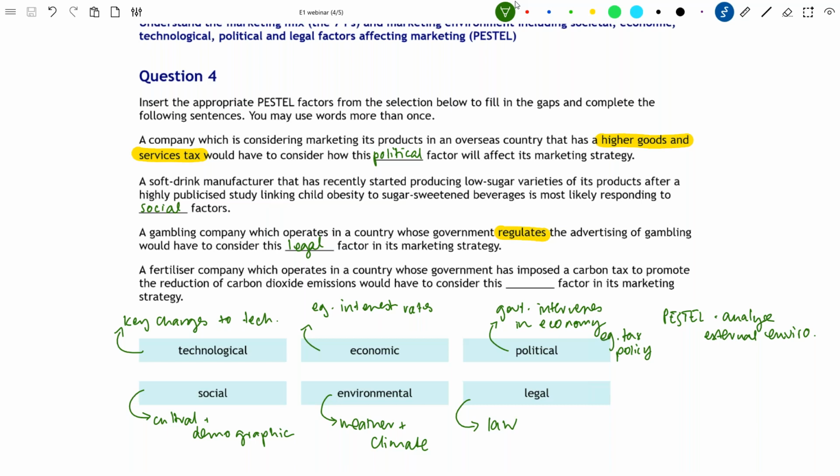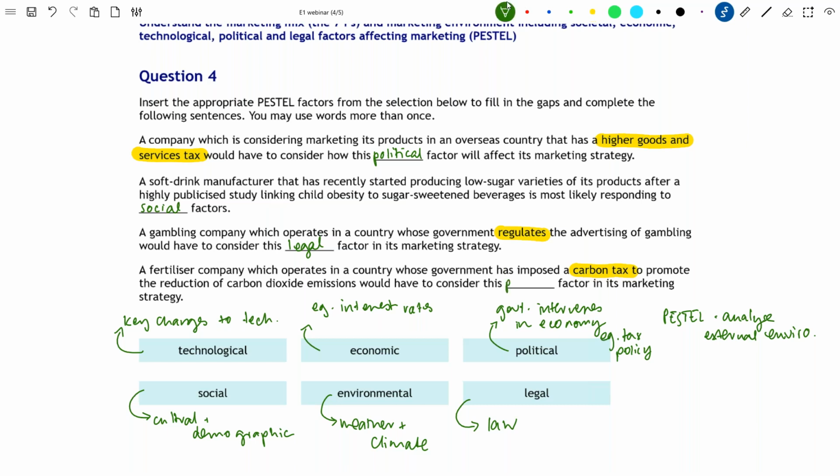Okay, so although in this question we're talking about climate change, we're talking about the reduction of carbon dioxide emissions, which of course is an environmental kind of issue, what is ultimately affecting the company in this scenario is this carbon tax which is being imposed on it, which is going to be part of the government's tax policy. So again, this is going to be a political factor.